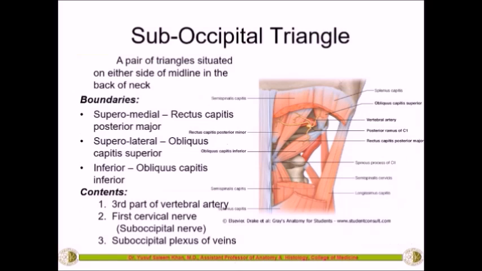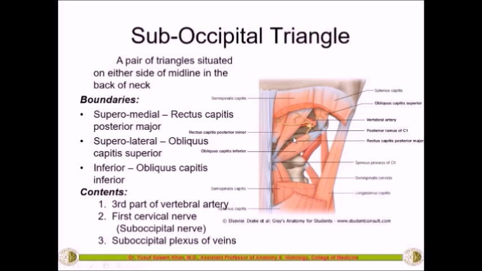So if we look deep inside, we can see this triangle. This is called the suboccipital triangle. It is a small triangle deep inside, behind and below the occiput, present in the posterior part of the neck. The suboccipital triangle is a pair of triangles situated on either side of the midline in the back of the neck. So on either side there is one triangle.